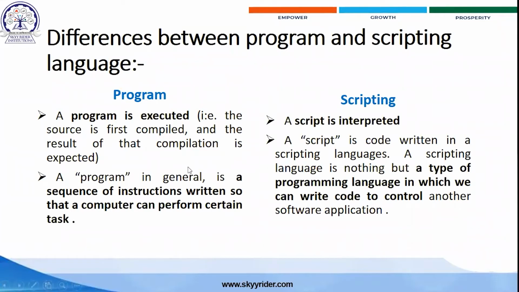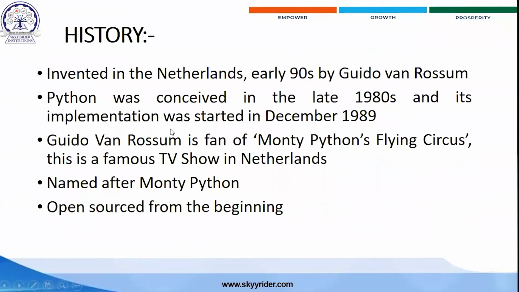When a program is executed, the source is first compiled and then the result of that compilation is executed. Okay, a program is generally a sequence of instructions written on a computer that can perform certain tasks. Okay, so that is the difference between scripting language and programming language.